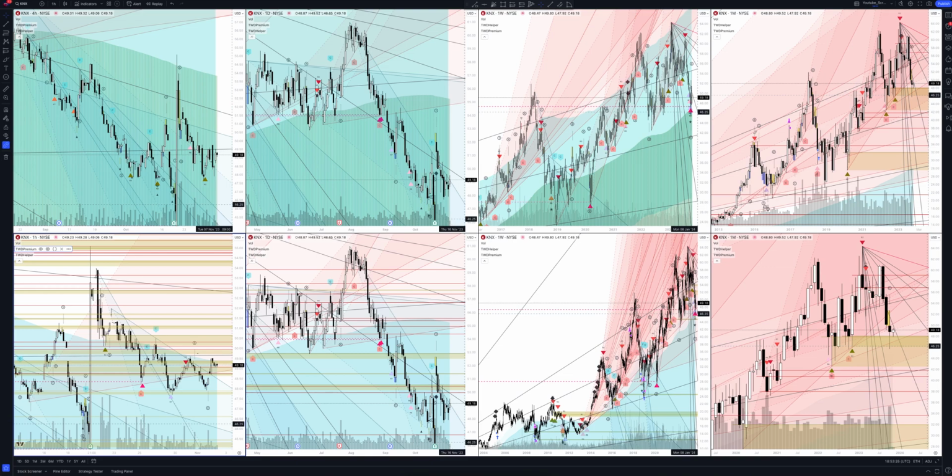Today we will take a look at Knight-Swift transportation stock. Let's analyze the market situation and find out how you can make money on it. Let's start.